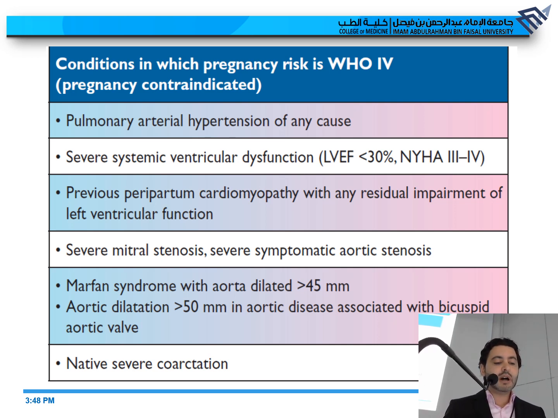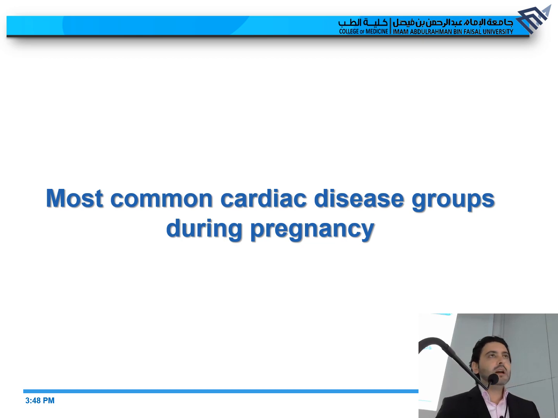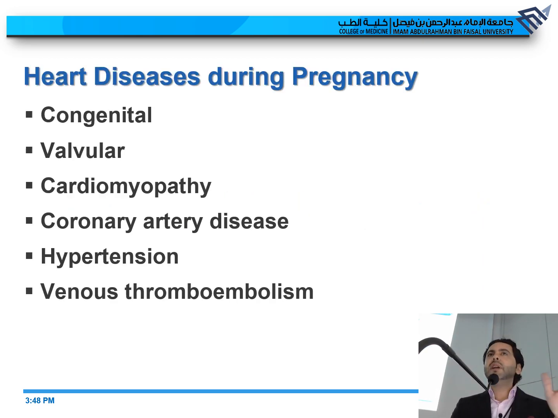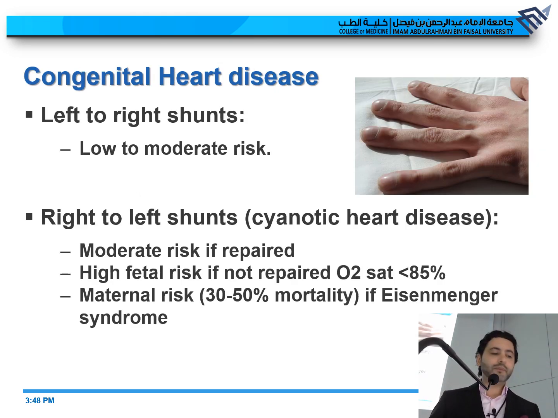Marfan syndrome with a dilated aorta, more than 45: no. Fix your aorta, cut your aorta, put a new one, and then get pregnant. Aortic dilatation more than 50 is the same, and native severe coarctation. A word about each specific cardiac group. We divide them quickly into congenital, valvular heart disease, cardiomyopathy, coronary artery disease, hypertension, and venous thromboembolism. I'm going to just highlight each quickly.